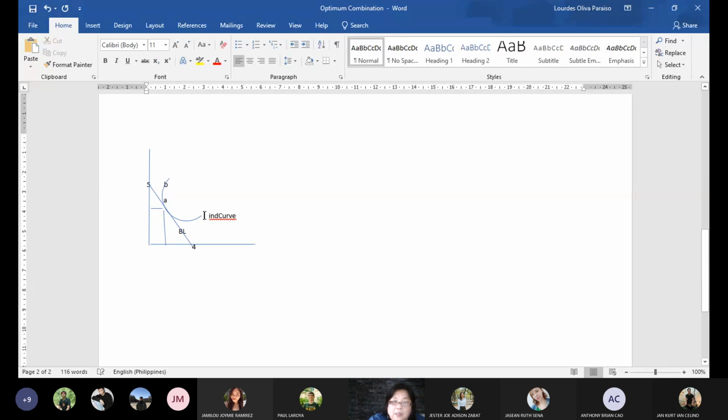Umuurong yung indifference curve. Sige. Huwag na dyan. Dito na lang sa malapit. Ano pa yan? Sige, dito na lang sa isa. Ayaw na. Okay, AB. Sige, sige na nga. Diyan na nga lang.